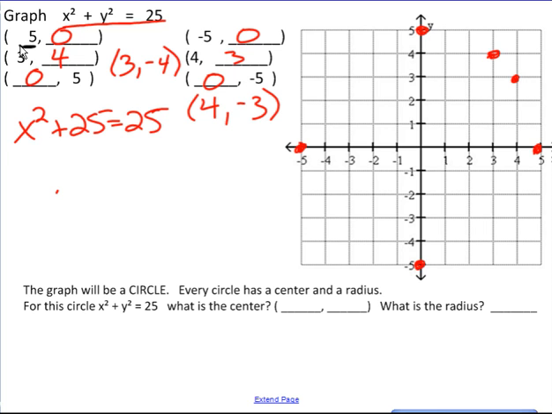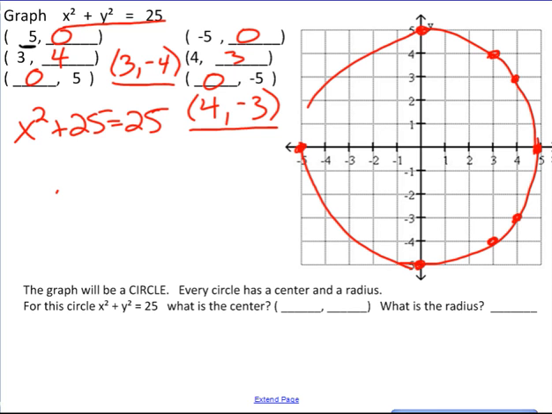I also have those 2 points that I wrote in. I have 4, negative 3, and I've got this one, 3, negative 4. All right, so when we draw a curve connecting these points, it turns out we end up with a circle, which doesn't look very circle-like when I draw it, but it's supposed to be a circle.